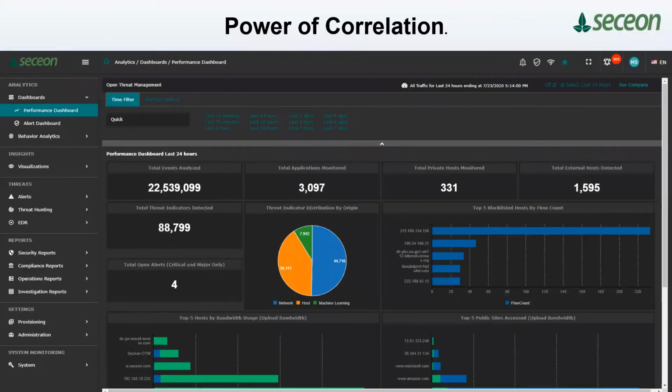To put that into perspective, here is a screenshot of a 24-hour window of one of our clients showing the power of our correlation. What you're seeing here is that this system has analyzed 22,539 total events. From those events, we have deduced that around 88,799 of them had some sort of threat indicator. So they could be threats. They're not necessarily all threats.